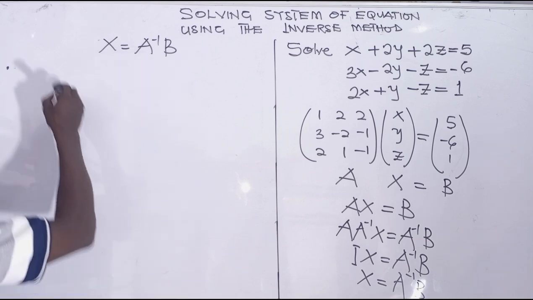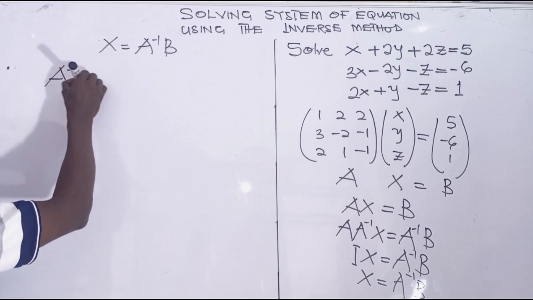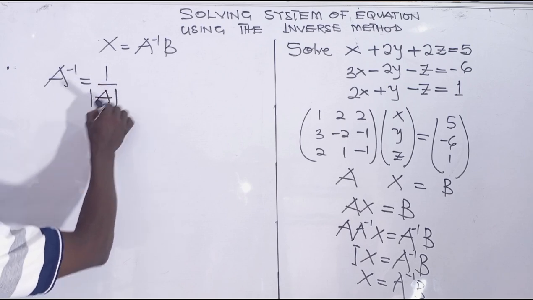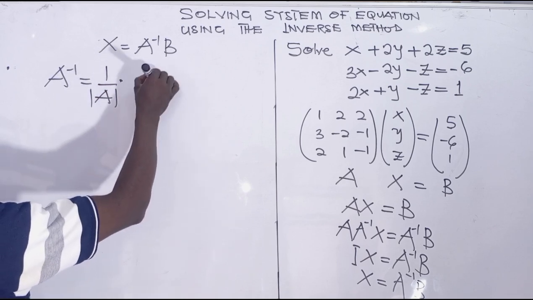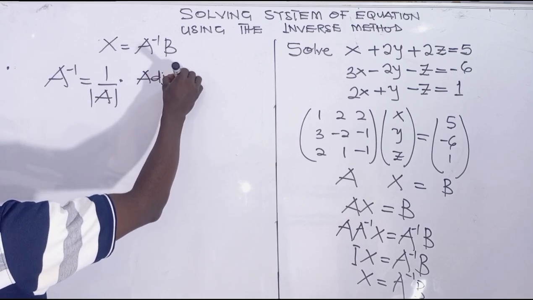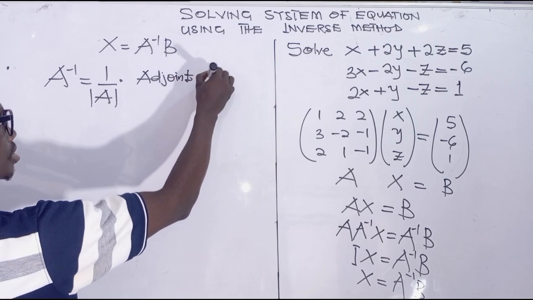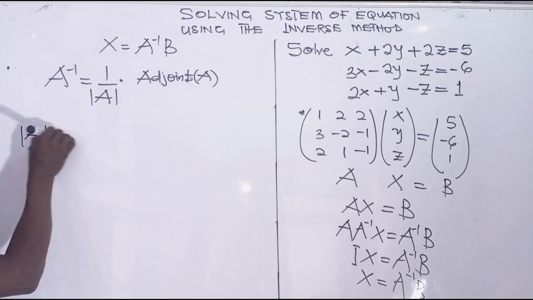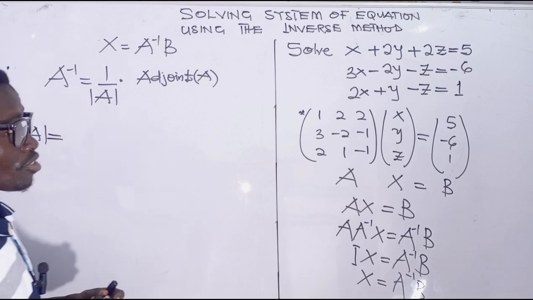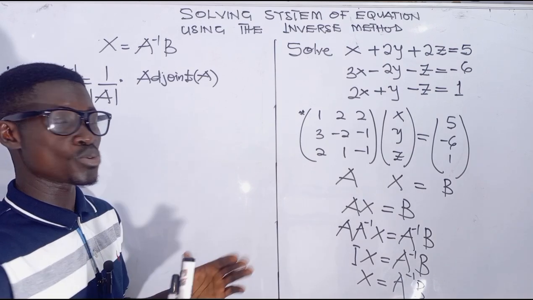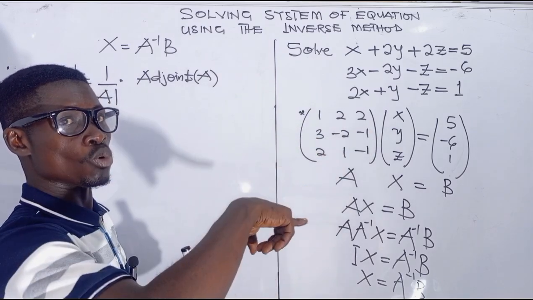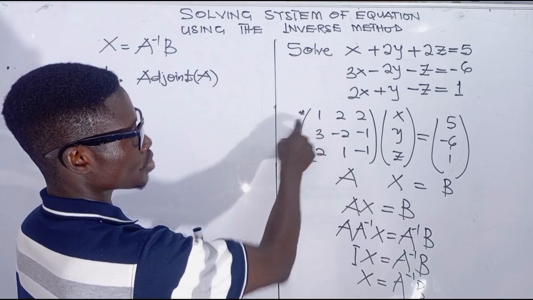And we know that the inverse of a matrix is given as the reciprocal of the determinant of that matrix multiplied by what? The adjoint of that matrix. So we find the determinant of matrix A. So to find the determinant of matrix A, we are going to pick any row, then we multiply each entry on that row by its cofactor. So let's pick the first row.